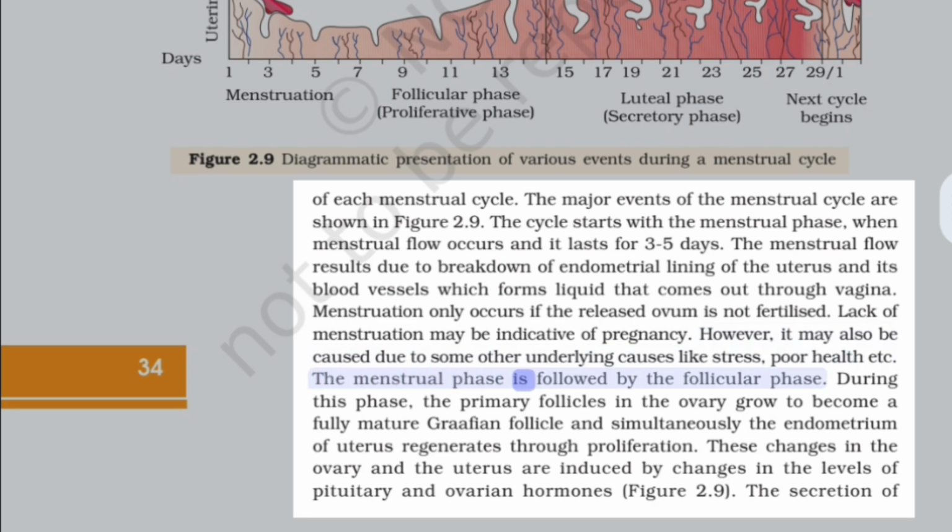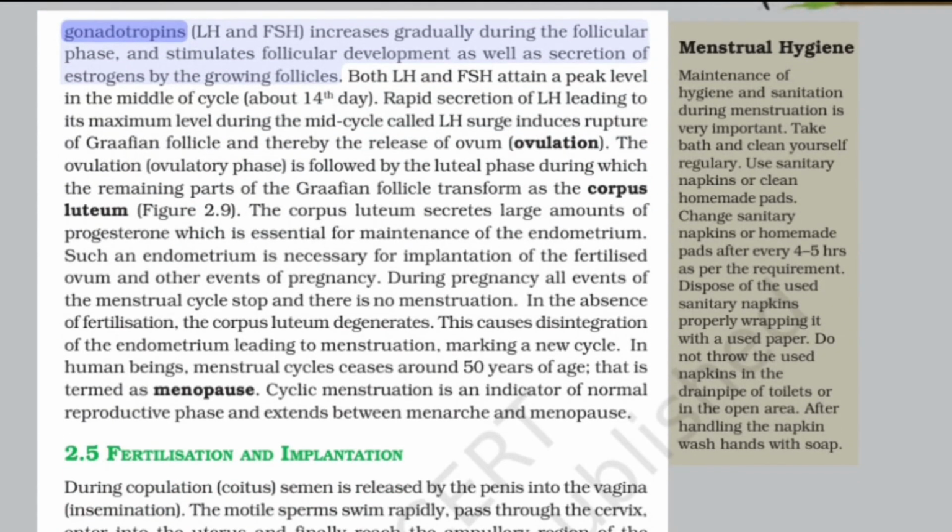The menstrual phase is followed by the follicular phase. During this phase, the primary follicles in the ovary grow to become a fully mature Graafian follicle, and simultaneously the endometrium of uterus regenerates through proliferation. These changes in the ovary and the uterus are induced by changes in the levels of pituitary and ovarian hormones. The secretion of gonadotropins, LH and FSH, increases gradually during the follicular phase and stimulates follicular development as well as secretion of estrogens by the growing follicles. Both LH and FSH attain a peak level in the middle of cycle, about 14th day.